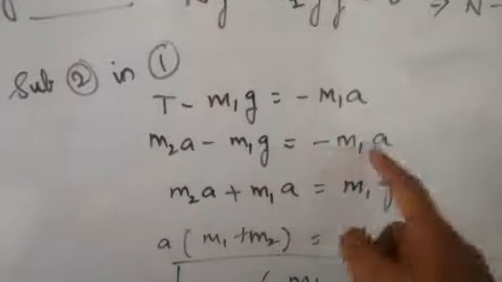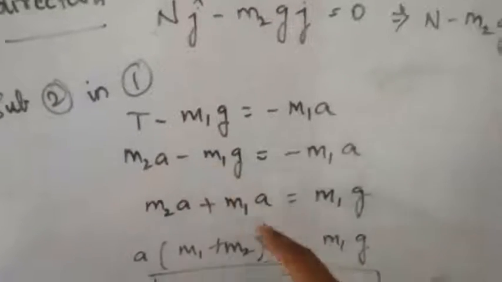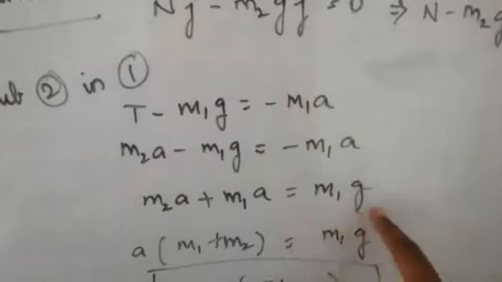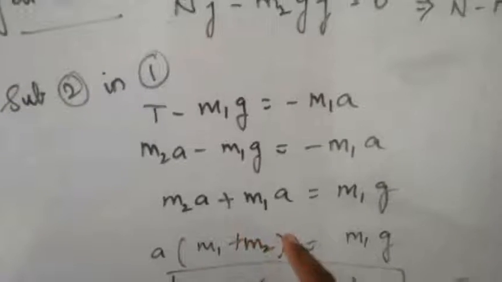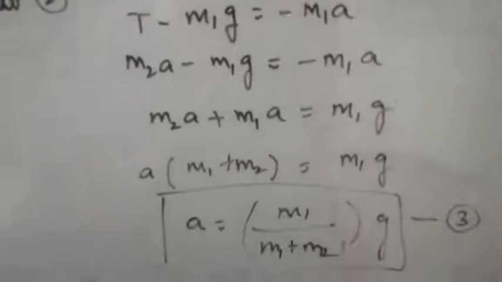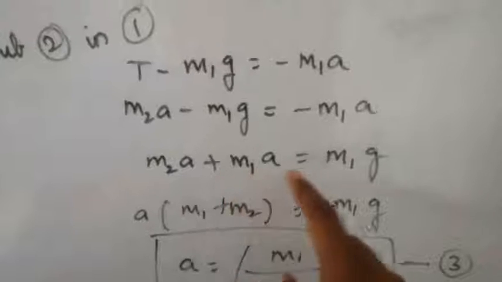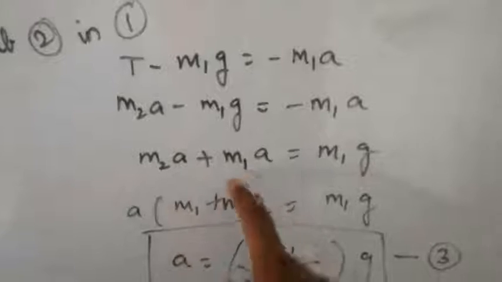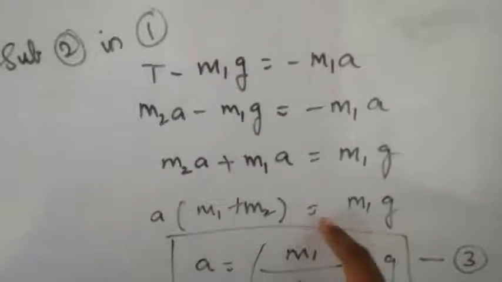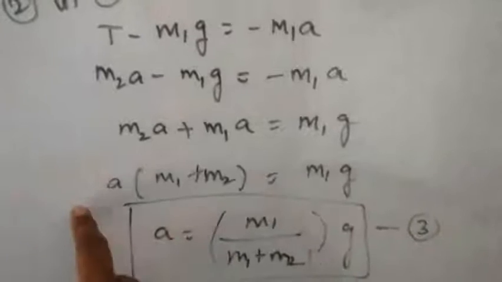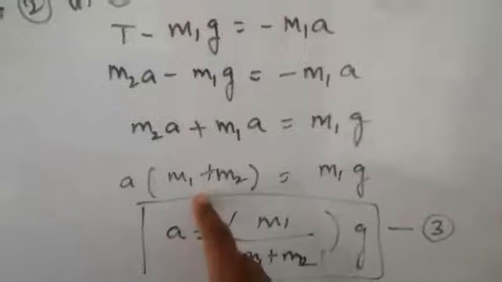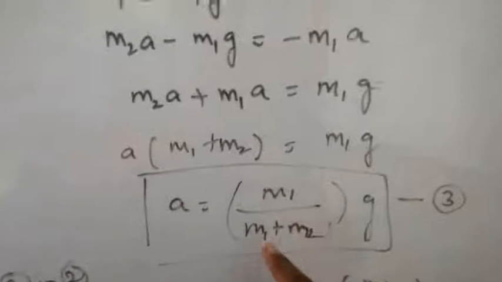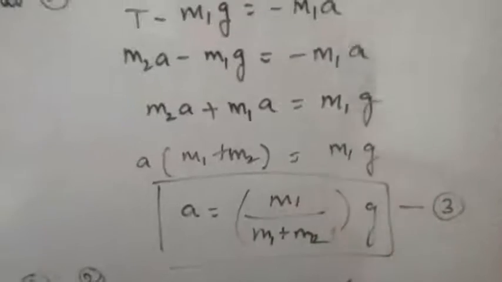So m2a plus m1a. This one bring to the right hand side. Here it is minus. When you bring it to the right hand side, it becomes plus. So m1g. So m2a plus m1a equal to m1g. You have a as common in these two terms. Take it outside. If you take, it is a into m1 plus m2, which is equal to m1g. I'm going to find the value of a only. So bring this term to the other side. It will become a equal to m1 by m1 plus m2 into g. So this is my third equation.